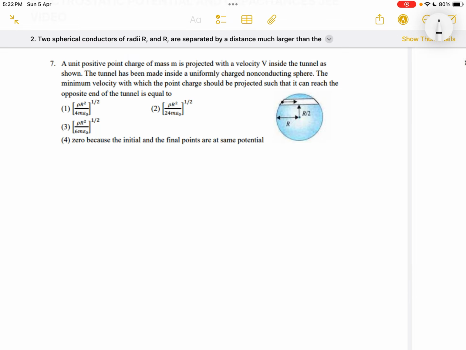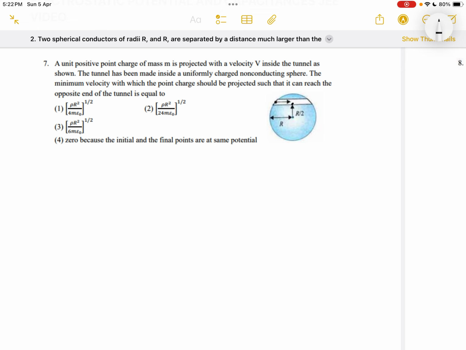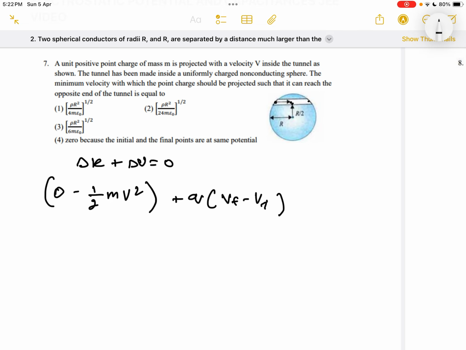Well, if it reaches the center, then it will definitely go to the other side, because the potential at this place and the potential at the other place are equal, but this potential is higher. So we will have to figure out how much is the velocity. But anyway, total energy remains conserved. Delta K plus delta U would always sum up to 0. Initial kinetic energy, final kinetic energy is 0 minus, so final kinetic energy is 0, and the initial kinetic energy is half mv square, plus the charge into potential difference, Vf minus Vi, is all you will have, equal to 0.